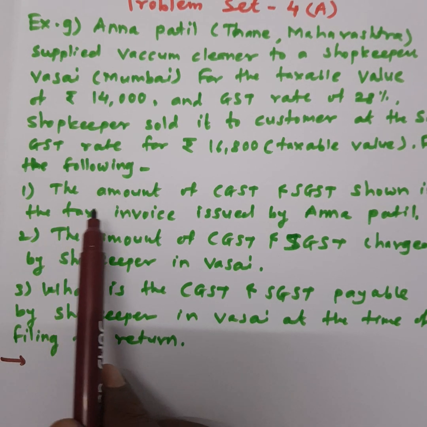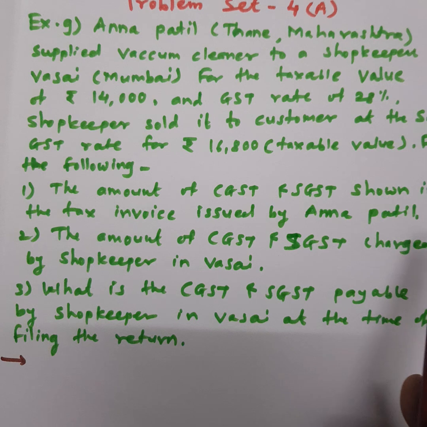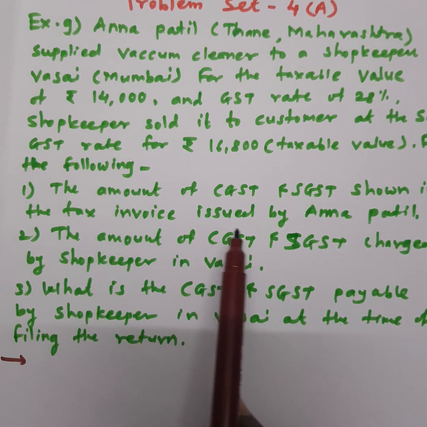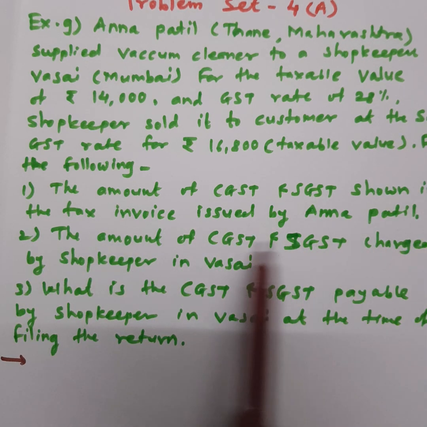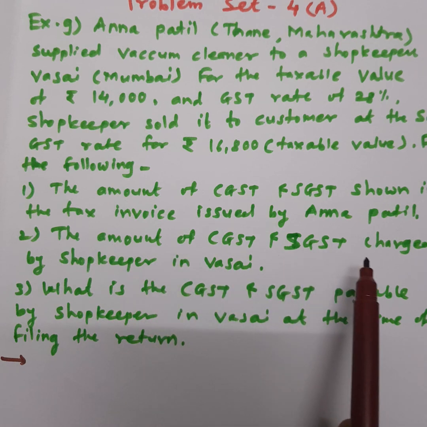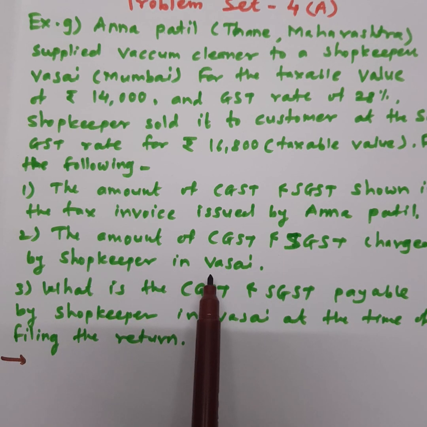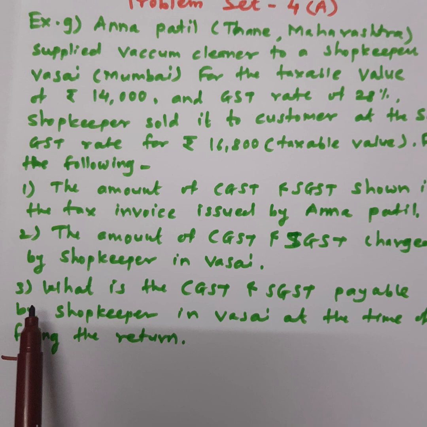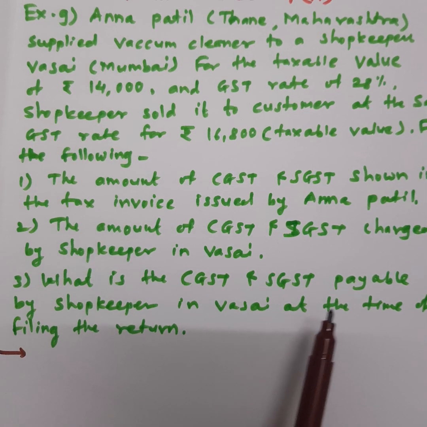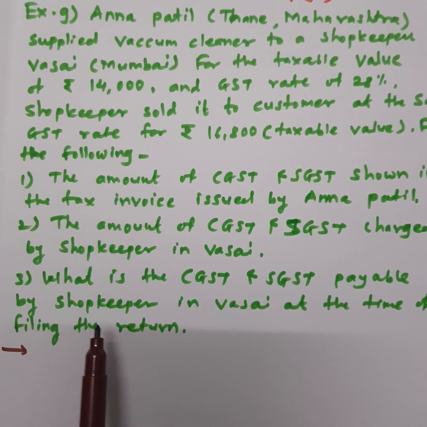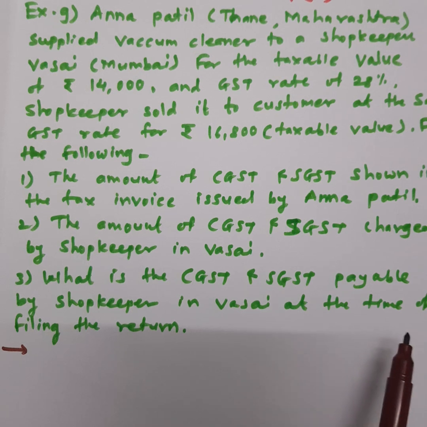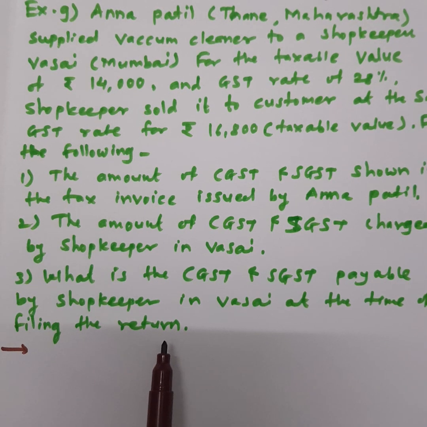First we have to find the amount of CGST and SGST shown in the tax invoice issued by Anna Patil. Second, the amount of CGST and SGST charged by the shopkeeper in Vasai. And third, what is the CGST and SGST payable by the shopkeeper in Vasai at the time of filing the return. Payable GST, or payable CGST and SGST, means output tax minus input tax.